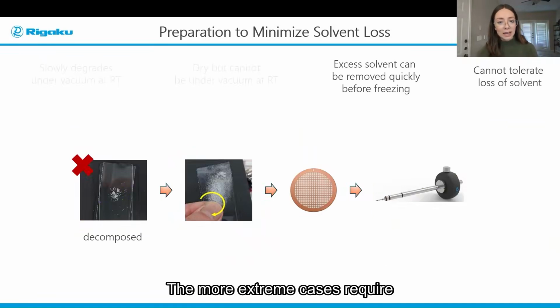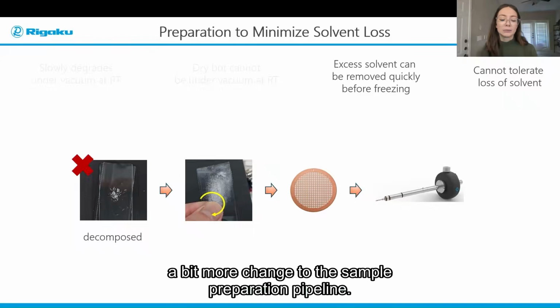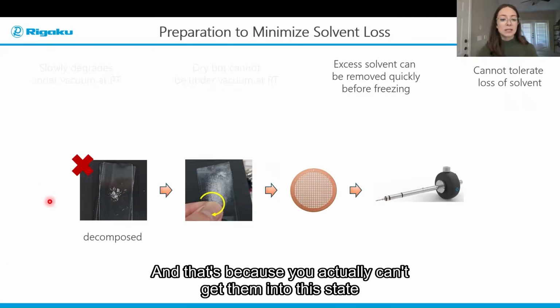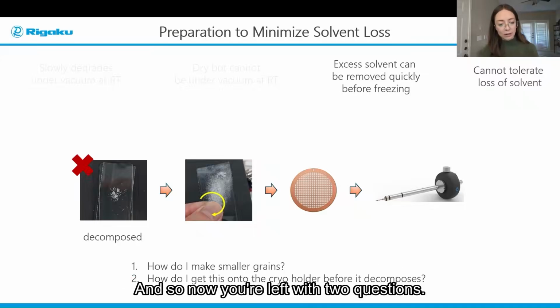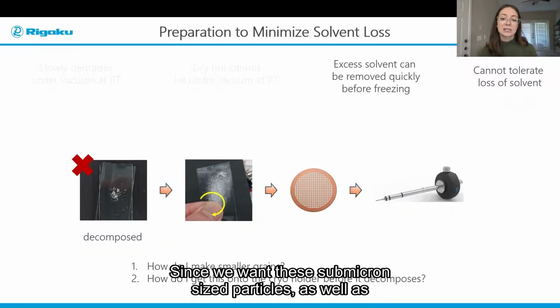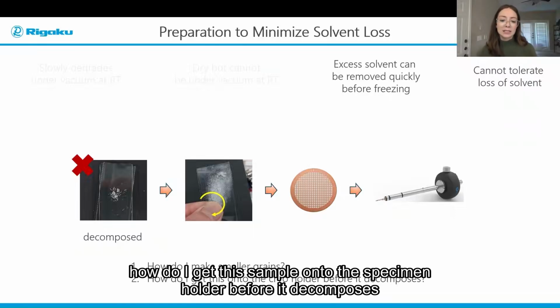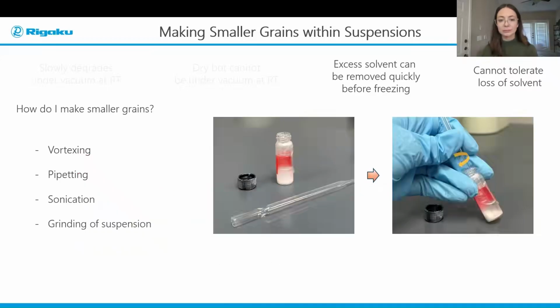The more extreme cases require a bit more change to the sample preparation pipeline. That's because you actually can't get them into this state. By the time you have a dry powder, the material may have decomposed. And so now you're left with two questions. One is, how do I make smaller grains, since we want these submicron sized particles, as well as how do I get the sample onto the specimen holder before it decomposes?